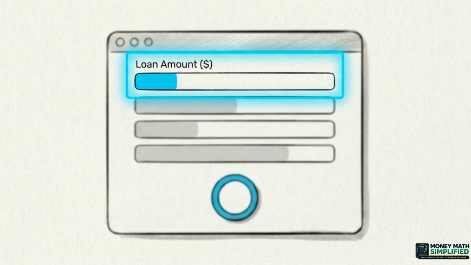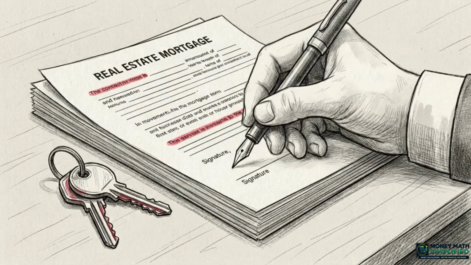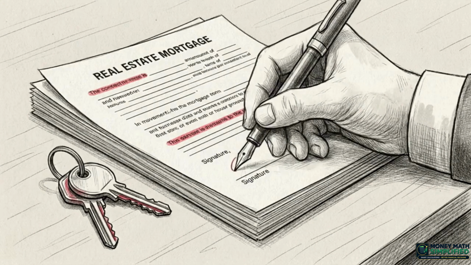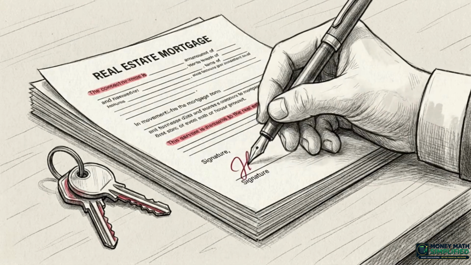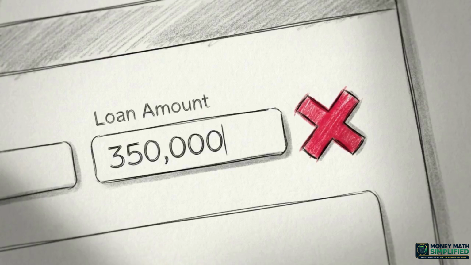Let's start with the first field, the loan amount. A mortgage is a specific type of loan where the property itself serves as collateral for the debt. The most common mistake here is typing the total purchase price of the home directly into this box. This equation shows exactly what you need to do instead.